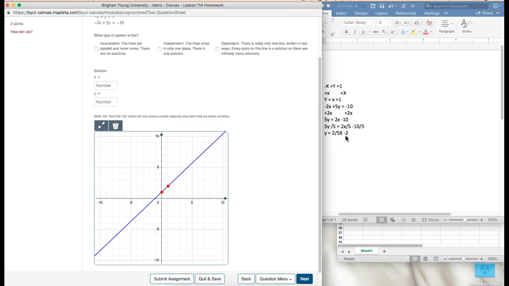And the next one, I have a y-intercept of negative 2. So I'm going to come down here on the y-axis and go down 1, 2 to negative 2. We're gonna get it in there.